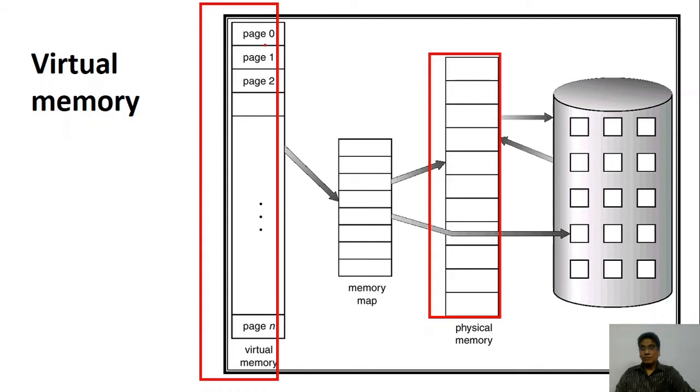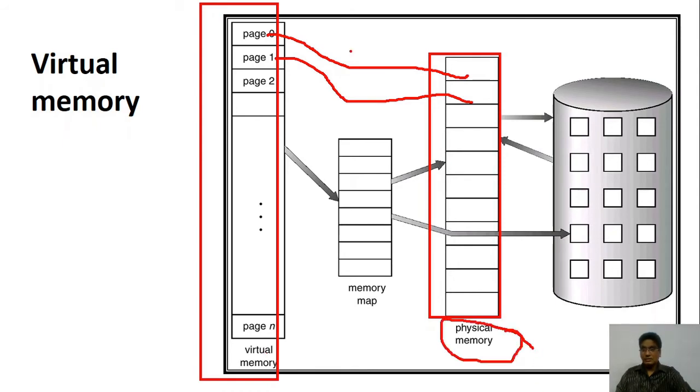When your program wants page 0, page 0 may be available here, page 1 may be available here. This is your physical memory. Let me tell you, this is the virtual address space that we are creating. This is page 3 and so on and so forth. Now this may be page n.